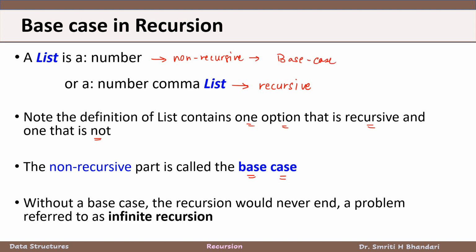So without a base case, the recursion would never end, right? And it would be a problem referred to as infinite recursion. So we should always have a base case, or a non-recursive part of the definition. Then only can we come out of the recursion, otherwise it would be an infinite form of recursion.